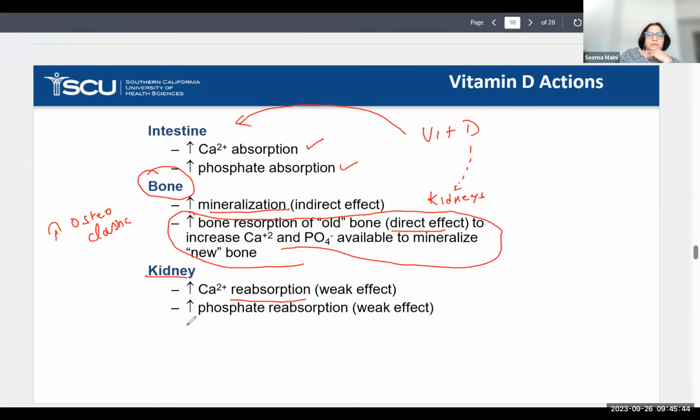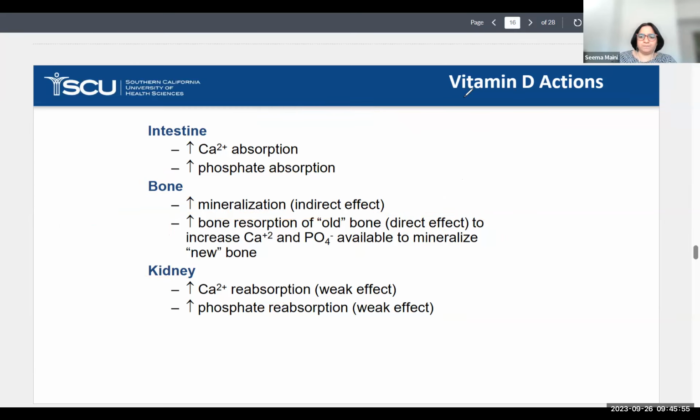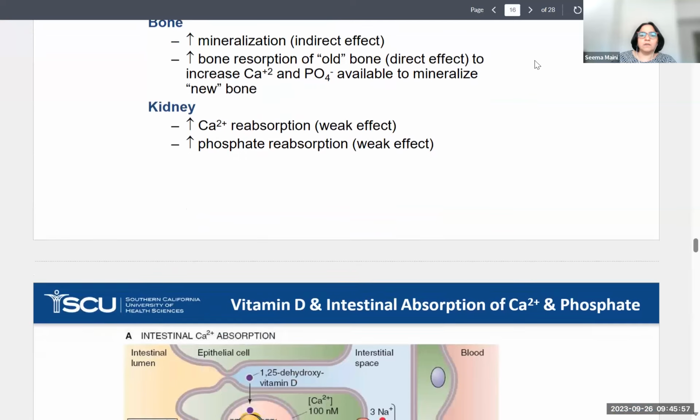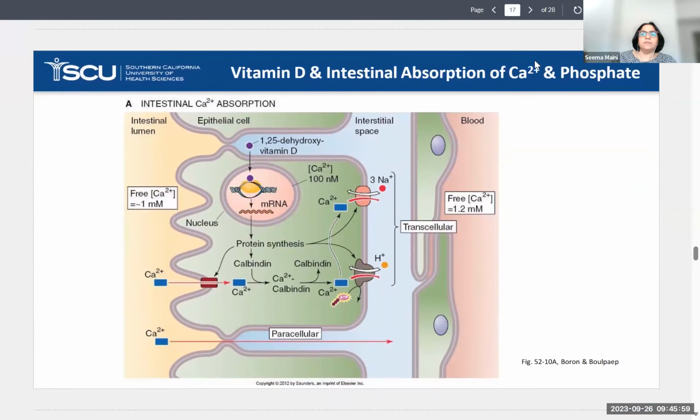Okay. Increases phosphate reabsorption, again a weak effect, so it brings phosphates principally from intestines. Okay, so that is your vitamin D, and let's move on. Now let's look at the actions of vitamin D, the mechanism of action. Okay, so this is your vitamin D.